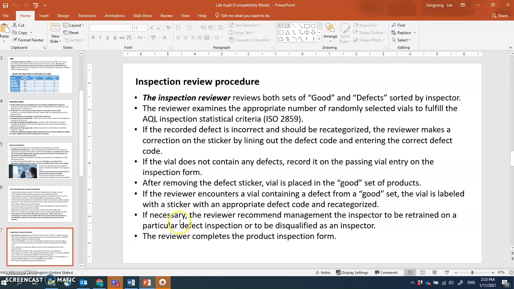If necessary, the reviewer recommends to management that the inspector be retrained if the inspector seems to be making too many mistakes. That's what it means. The inspector should be retrained on the particular defect inspection or disqualified as an inspector. So if the inspector is making too many mistakes, of course that person should be retrained or maybe should not be inspecting the job. The reviewer completes the product inspection form after the secondary inspection is done.